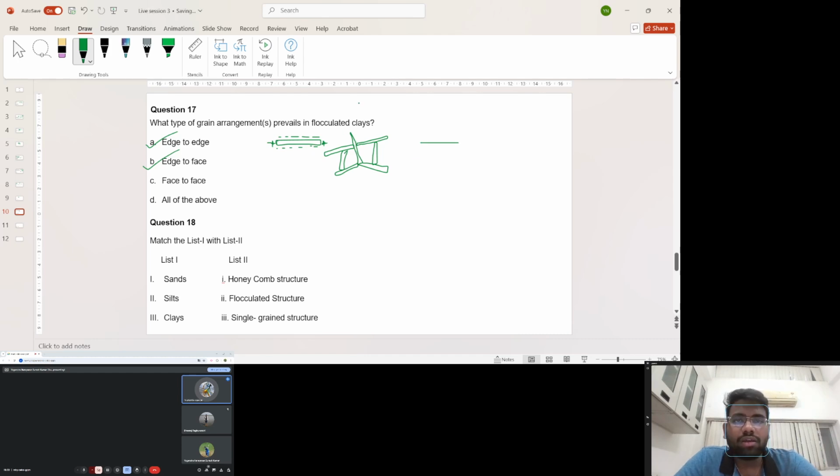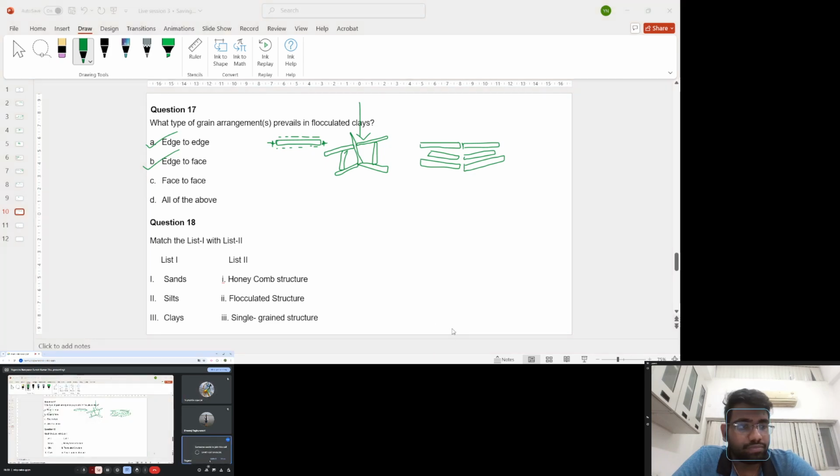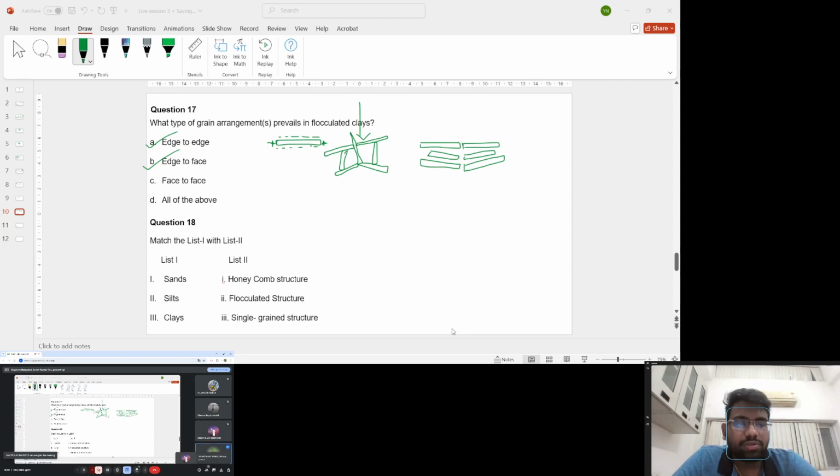Yes. If you are applying load like this, mostly it will get arranged in a similar way like this, right? Not exactly parallel, but something like this. Yes, sir. So this is a dispersed structure.